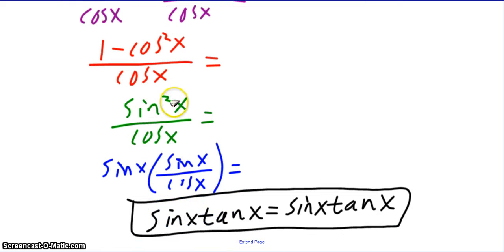And now is when I want to start to look at my answer. Well, I know my answer was sine x tangent x. So what can I do here? Well, I can say sine squared is just sine times sine. So I end up with sine of x times sine of x over cosine of x, but sine of x over cosine of x is tangent of x. So I get sine of x times tangent of x equals sine of x times tangent of x.